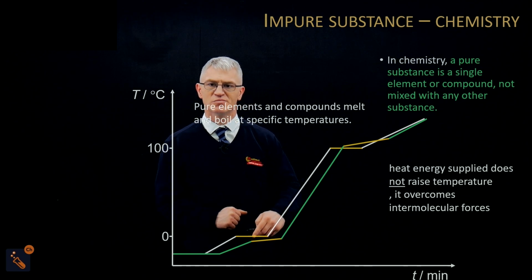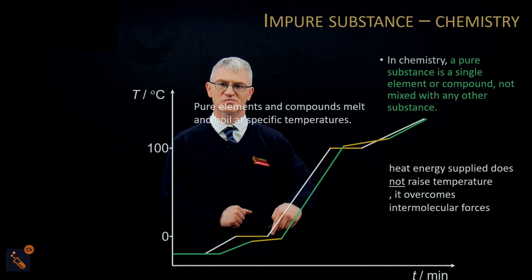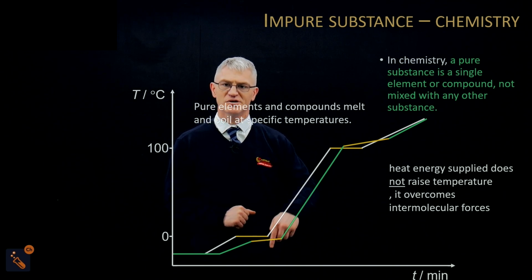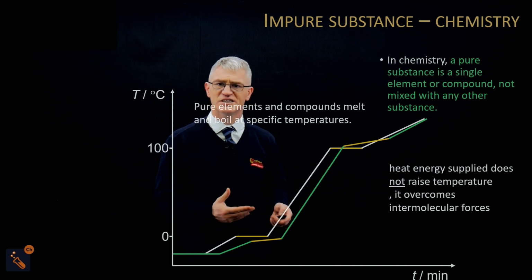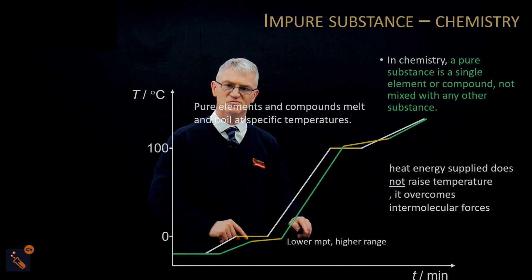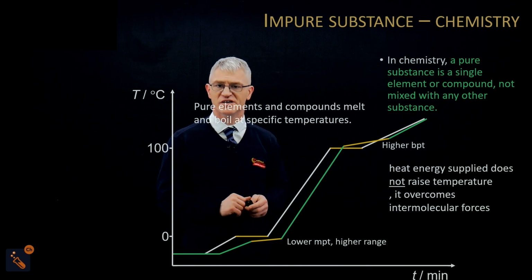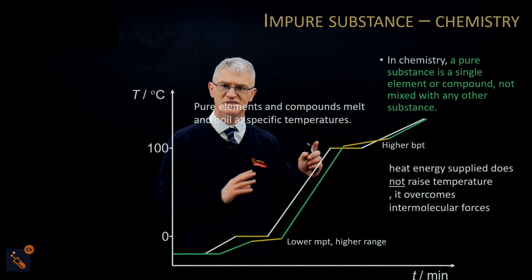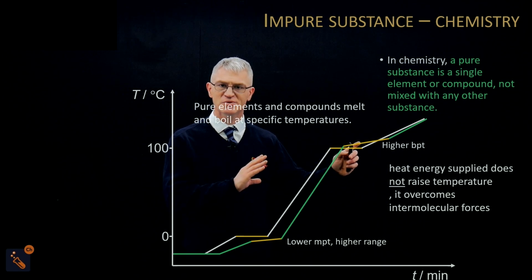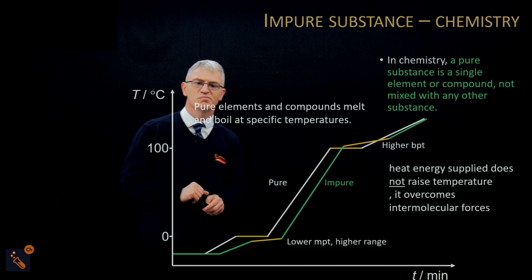And the melting point is lower than the original melting point. So it's gone down, it is lower. So that's really, really important. So we have a lower melting point, and we have that higher range at which it melts. And we have a higher boiling point, and again, a higher range at which it boils. But we can see it's definitely higher for the impure substance. Remember, the green is impure and the white is pure.